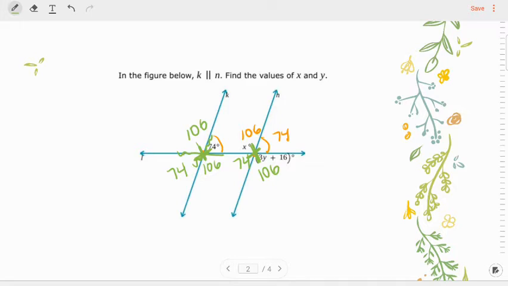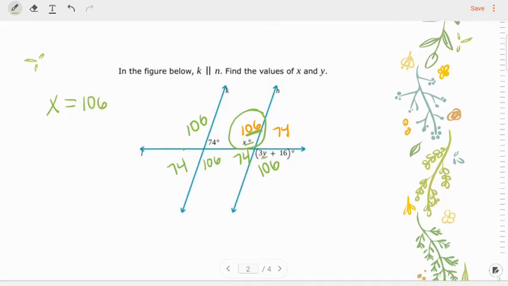Now that I have this set up, I really only have to come up with a few equations. First off, this information right here tells me that X is 106. So when it asks what X is equal to, 106. When it asks for Y, remember Y is in the middle of this 3Y plus 16, but this entire 3Y plus 16 is equal to 106. So we write an equation: 3y plus 16 equals 106.